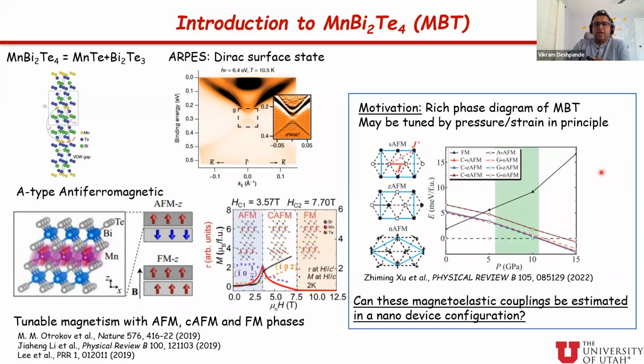More particularly, we are motivated by rich phase diagrams that look like this. For example, this is the phase diagram of various phases of this material as a function of pressure or strain, say. It looks like these phases are being tuned by pressure or strain. While we are not actually going to do that just yet, I'll talk about that later in this talk. The question that we want to address right now is, can these sorts of magnetoelastic couplings, the coupling of these various magnetic states to the lattice, be estimated in a nano device configuration?